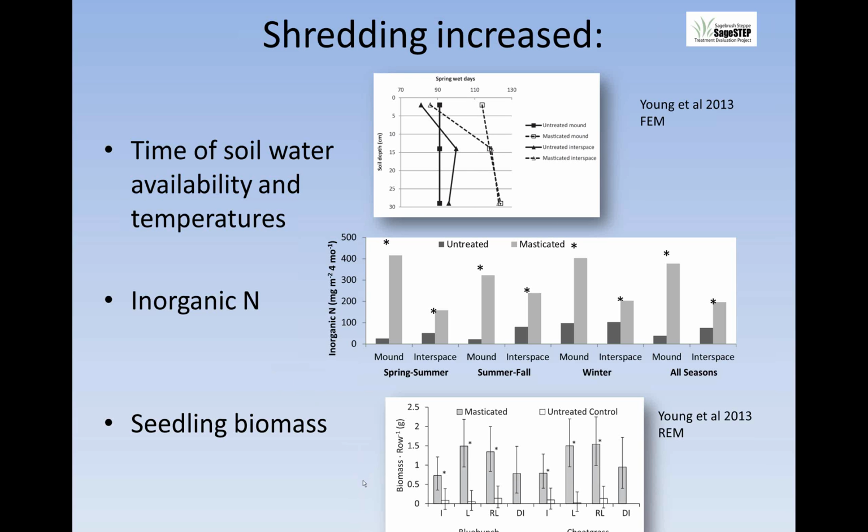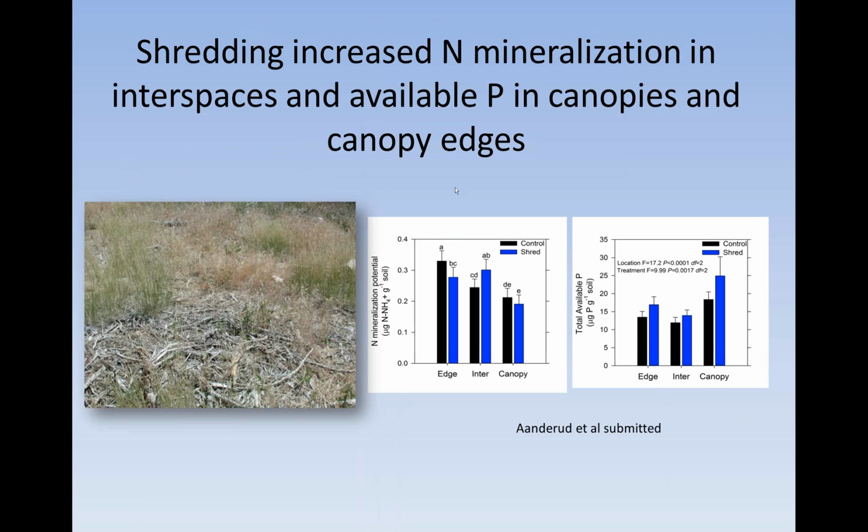He planted cheatgrass and bluebunch wheatgrass out there on masticated and untreated, and he found they produced much more biomass on the masticated side at different microsites. Both cheatgrass and bluebunch were benefited. So yeah, you're giving it resources, and it's an excellent seeding environment, but it's also a good environment for cheatgrass establishment.